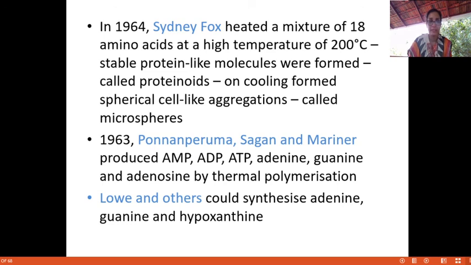In 1963, Ponnamperuma, Sagan and Marina produced adenine monophosphate, adenine diphosphate, adenine triphosphate, adenine, guanine and adenosine by thermal polymerization, that is using heat. Lowe and others could synthesize adenine, guanine and hypoxanthine. So not just Urey and Miller, several other scientists were able to prove that organic molecules can be produced from inorganic molecules.